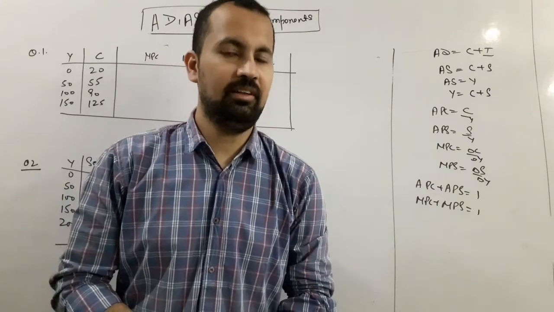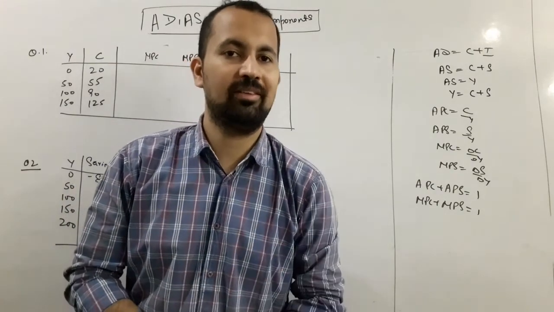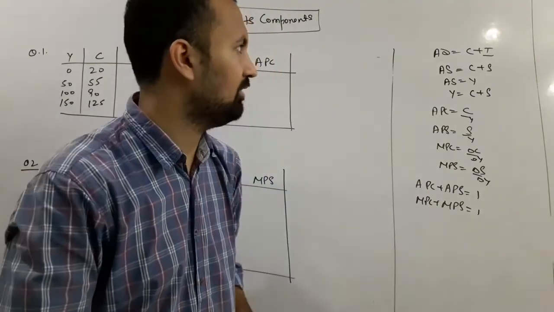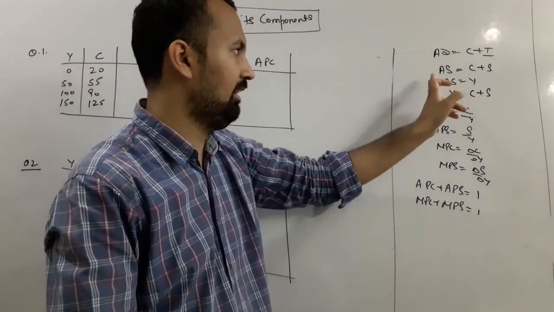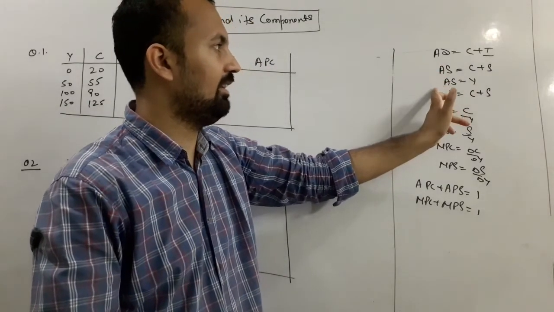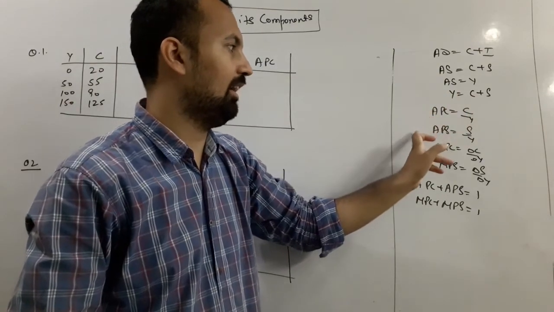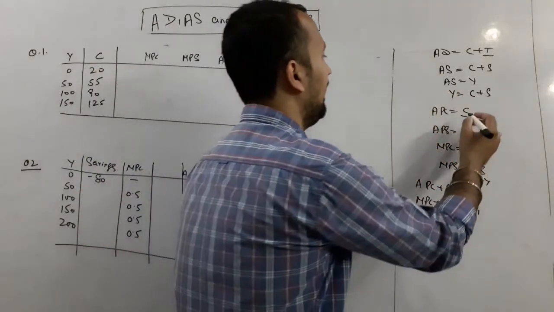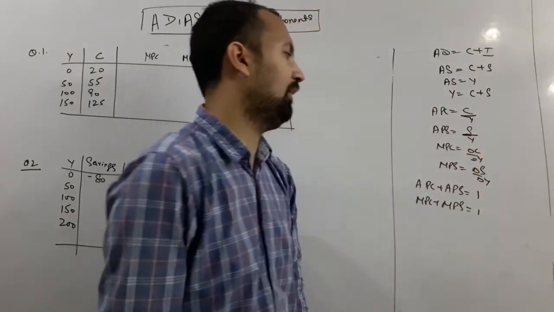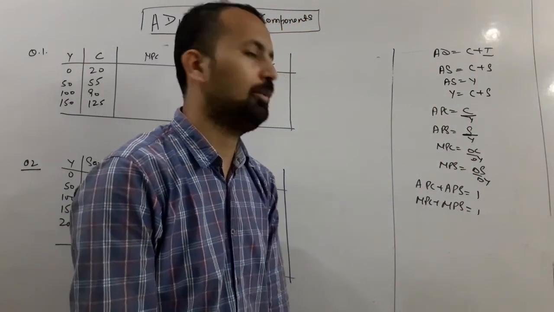Now we are starting with the numerical part of the formulas that we have already done. We are revising the formulas once again. AD equals C plus I, AS equals C plus S, AS equals Y, Y equals C plus S, APC equals C upon Y, APS equals S upon Y, MPC equals delta C upon delta Y, MPS equals delta S upon delta Y.